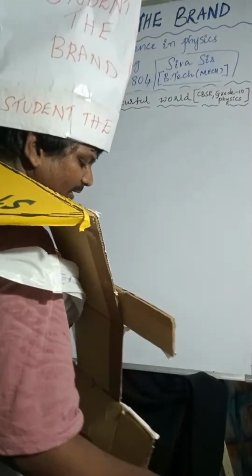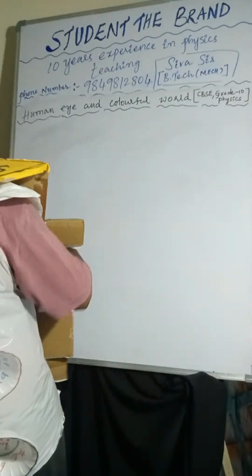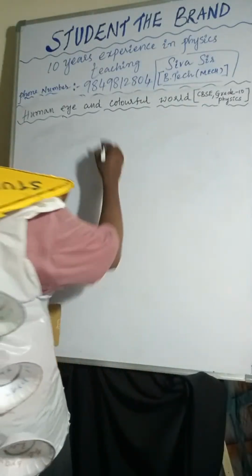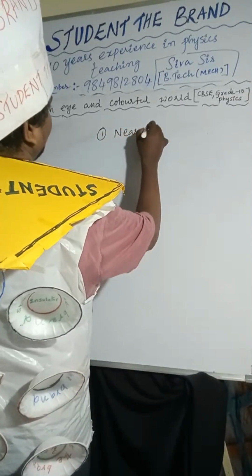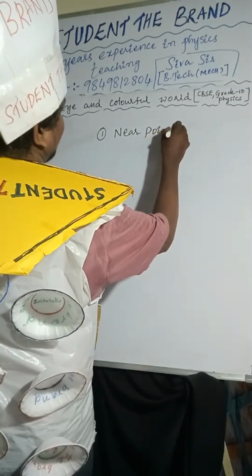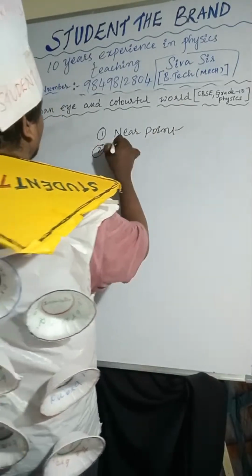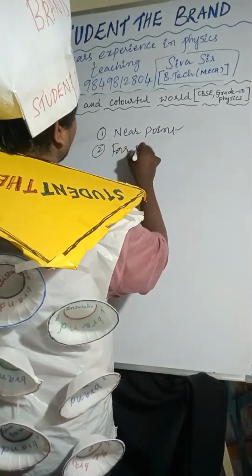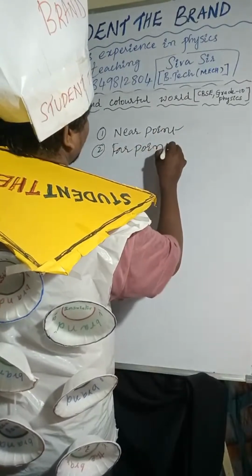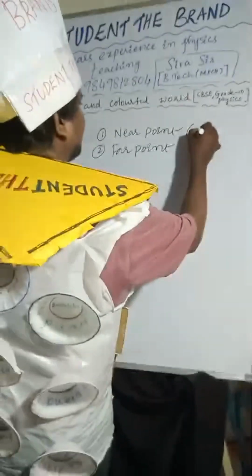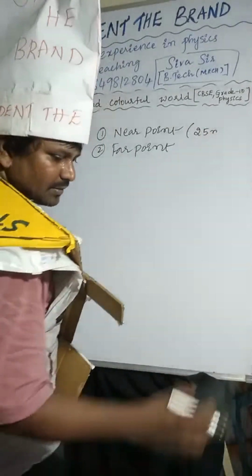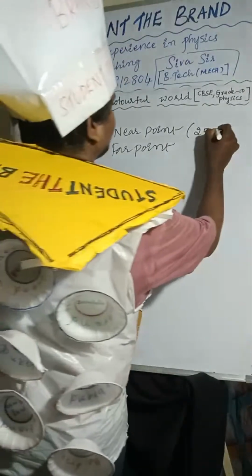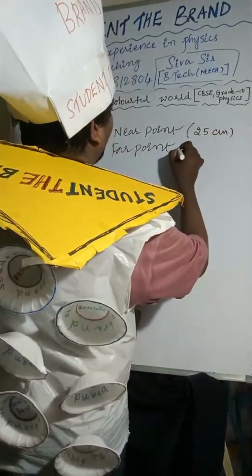So there are two points. The first one is the near point. The second one is the far point. The near point is 25 centimeters, and the far point is infinity.